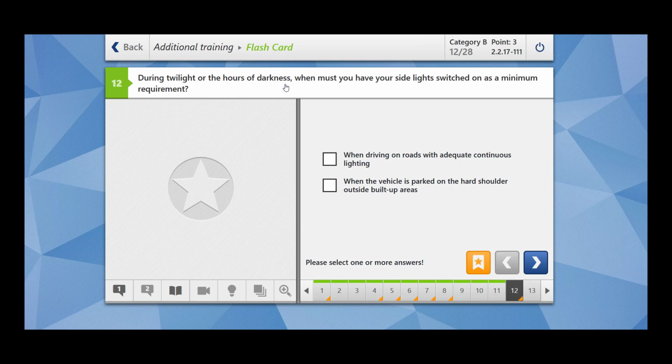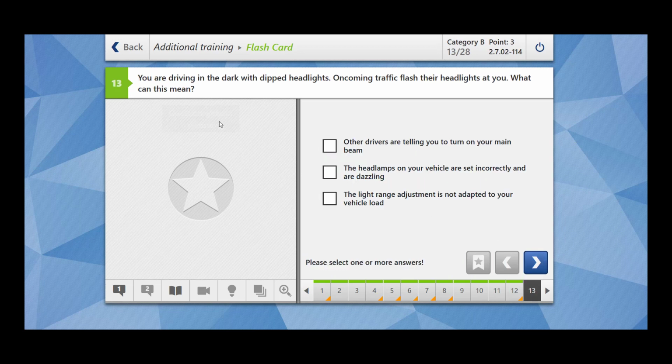During twilight or the hours of darkness, when must you have your side lights switched on as a minimum requirement? When driving on roads with adequate continuous lighting, then you need not switch them on. When the vehicle is parked on the hard shoulder outside built-up areas, of course, then you need your side lights switched on.